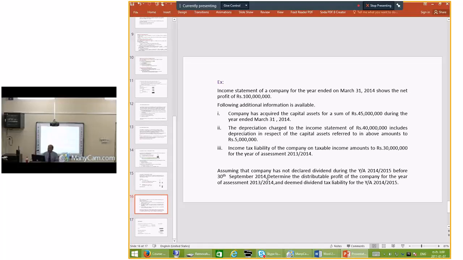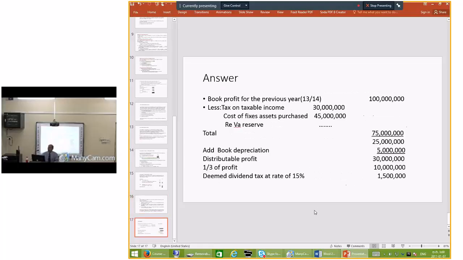But in this example, the company has made 100 million of profit, one tenth of which is 10 million, but no dividend of 10 million has been declared before 30th September 2014, which falls in the year of assessment 14 and 15. Then dividend tax has to be paid in the year of assessment 14 and 15. The book profit of the previous year is 100 million.